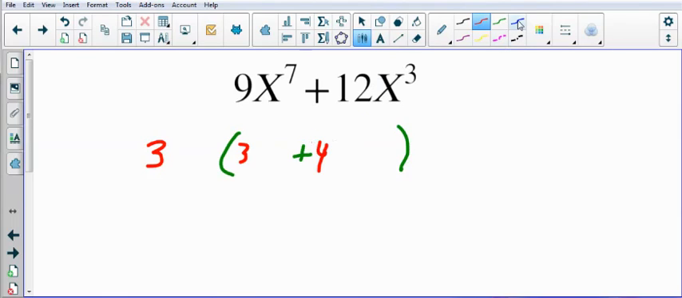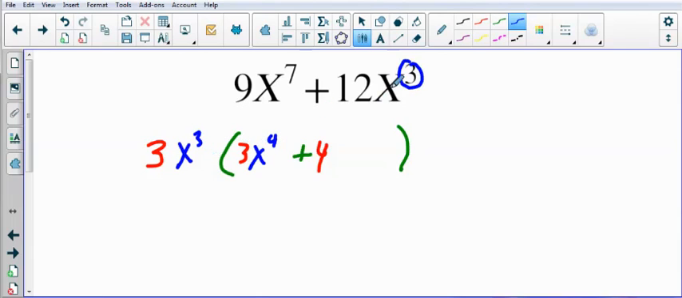Now let's do the letter part of it. Again, you look for the smallest power. So x to the third goes into both of these. So x to the third times what is x to the seventh? In other words, 3 plus what is 7? It's 4. There we go.